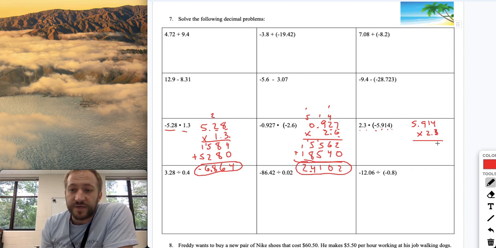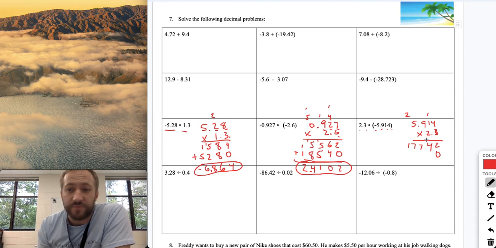3 times 4 gives me 12. Carry the 1. 3 times 1 gives me 3 plus 1 is 4. 3 times 9 is 27 plus carry the 2. 3 times 5 is 15 plus 2, 17. And now I'm moving over from the 3 over to the 2. So I'm going to put that 0 right there on that second line, so I can start multiplying with the 2.